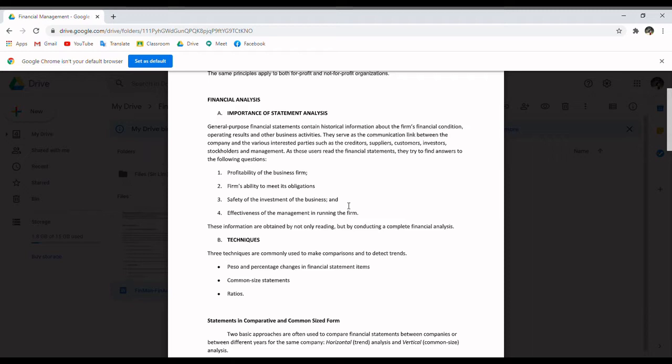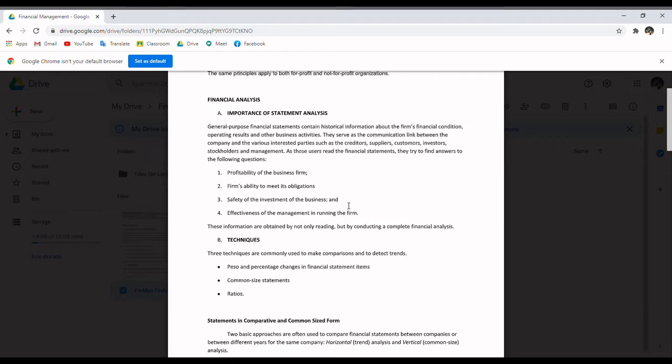So first, let's discuss the importance of financial statement analysis. General purpose financial statements contain historical information about the firm's financial condition, operating results, and other business activities. They serve as the communication link between the company and the various interested parties, such as the creditors, suppliers, customers, investors, stockholders, and management. As these users read the financial statements, they try to find answers to the following questions.